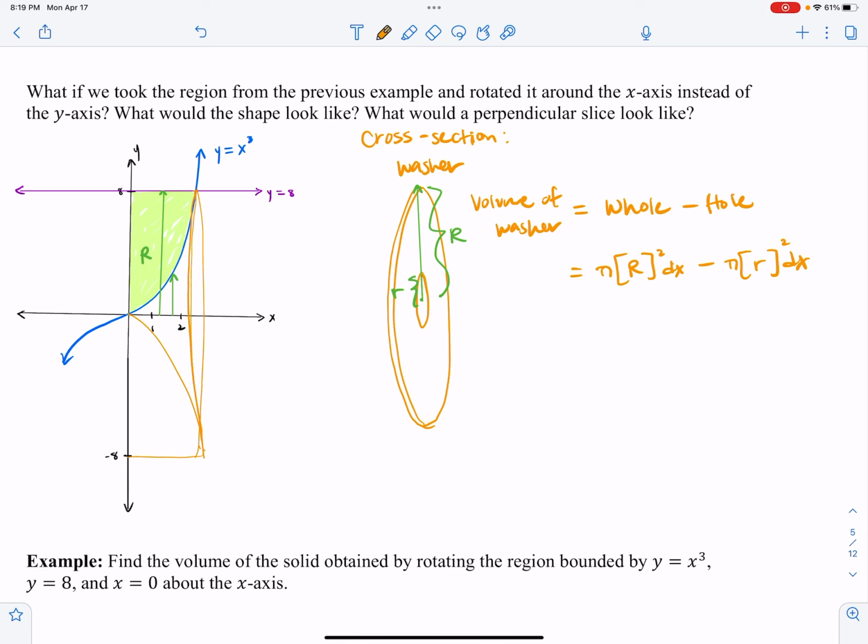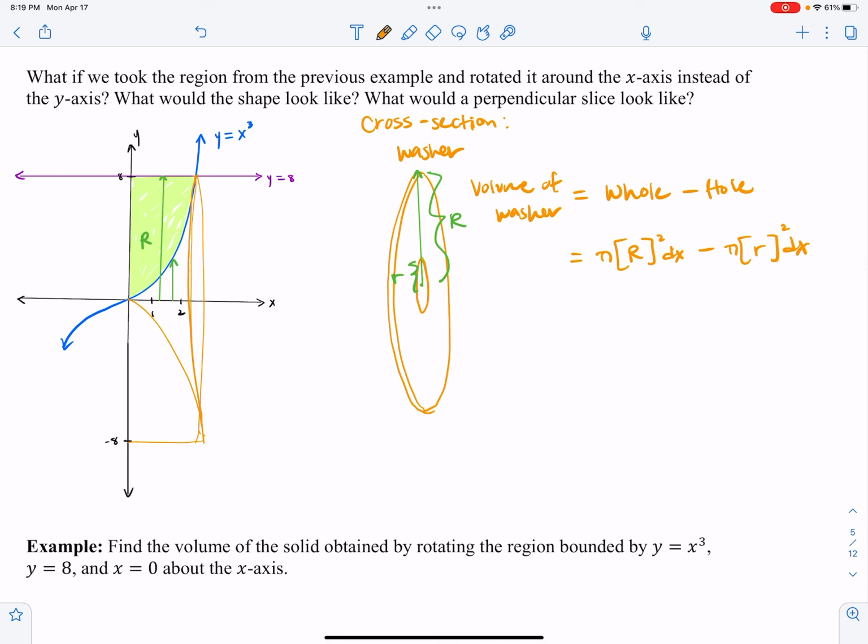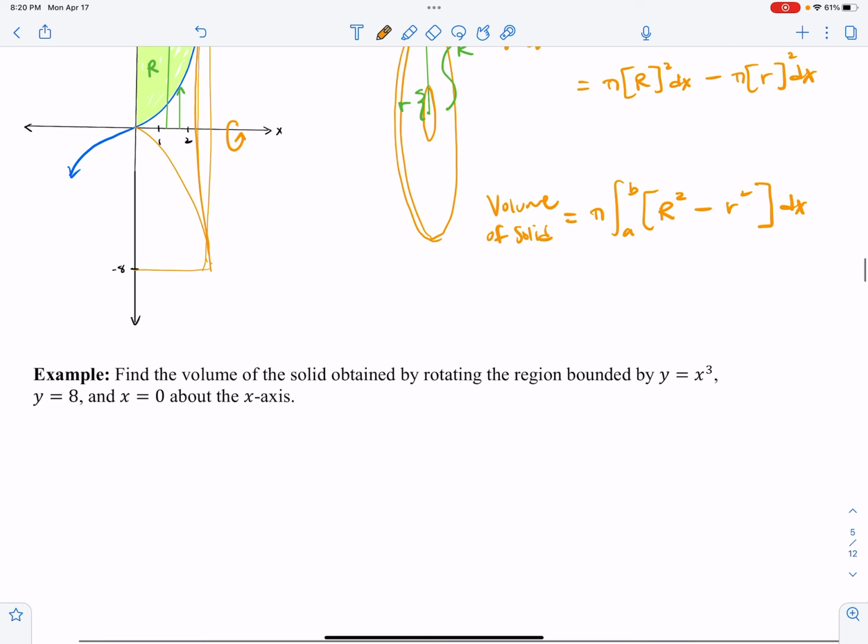then the volume of the solid that's generated from rotating that region around the x-axis would be pi times the integral from a to b of big R squared minus little r squared, because you could think about factoring out pi and factoring out dx. So big R squared minus little r squared for a washer method.